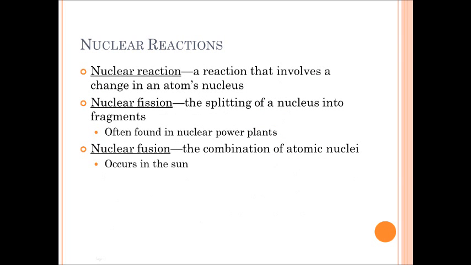The final thing that was covered in Unit 2 was nuclear reactions. And nuclear reactions are anything that involve the atom's nucleus. There are 2 basic types of nuclear reactions. There's nuclear fission, which is where you split a nucleus into fragments, and this is what you often see in power plants or atomic weapons. And then the other type of reaction is nuclear fusion, which is where you combine atomic nuclei, and this is what occurs in the sun.